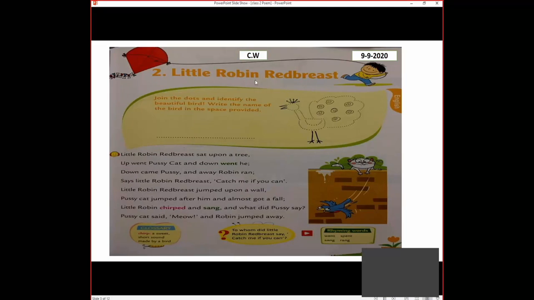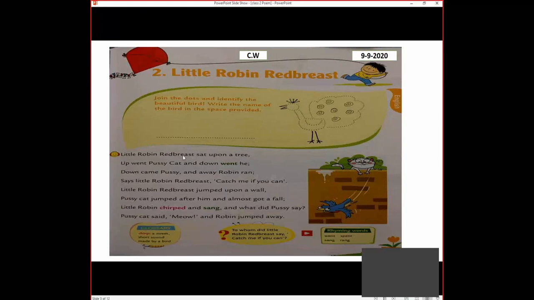Good. Now I'm going to start the poem. This is your poem. The name of your poem is Little Robin Redbreast. This is the name of your poem. Now, let us see what happens over here. I will explain to you, so I don't want anyone to talk. Here we go.